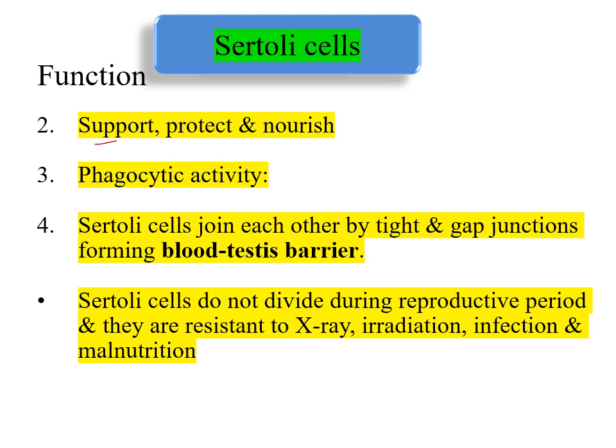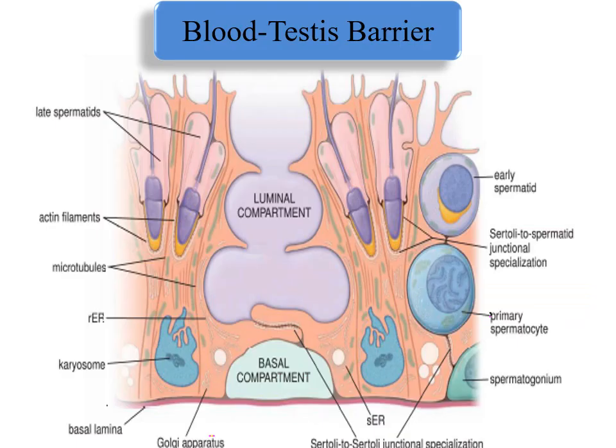Its main function is to support, protect, and nourish the different spermatogenic cells. It has phagocytic activity to phagocytose the residual bodies. It helps in the formation of the blood-testis barrier via tight junctions, and there are also gap junctions between the cells. Sertoli cells do not divide during their reproductive life, and they are resistant to X-ray radiation and malnutrition. They are resistant cells.